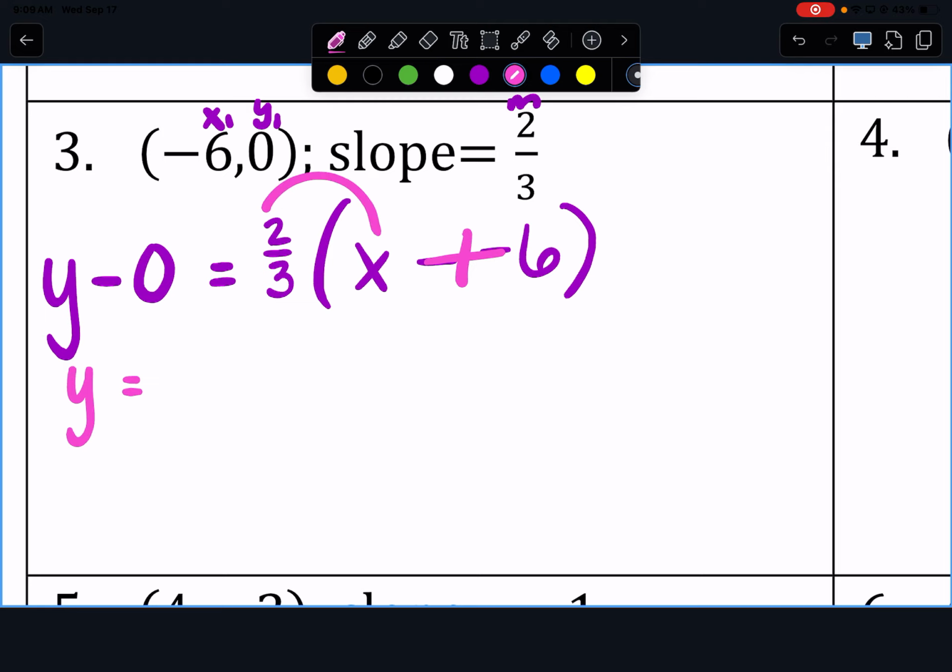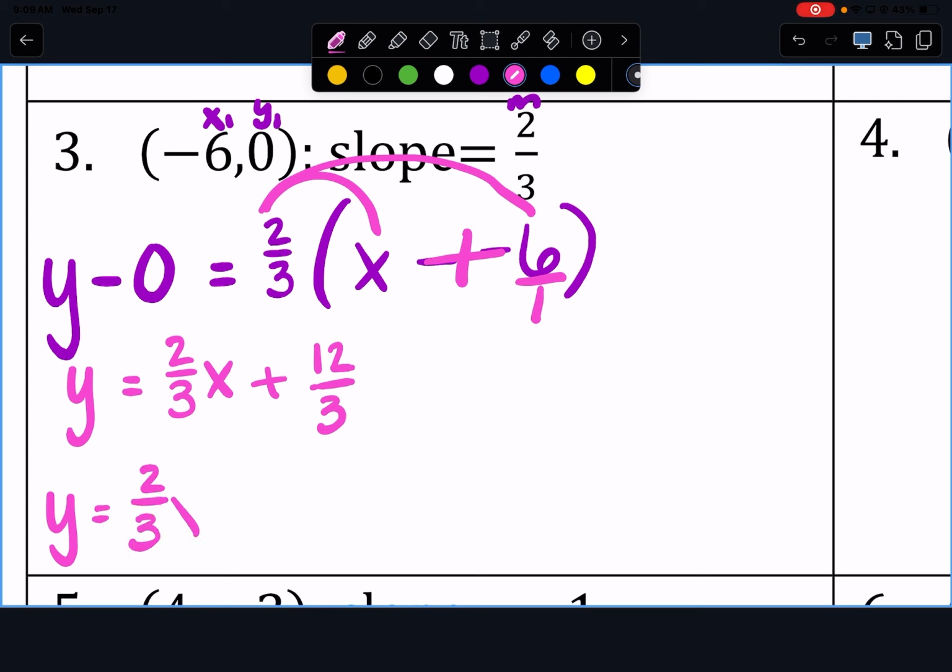2/3 times x is, then we have 2/3 times 6. If we want to multiply this, we can put 6 over 1. What is 2 times 6? And then 3 times 1? From here, what can I simplify 12/3 to? Just 4. And if you need to use your calculator to help you multiply fractions, please do.